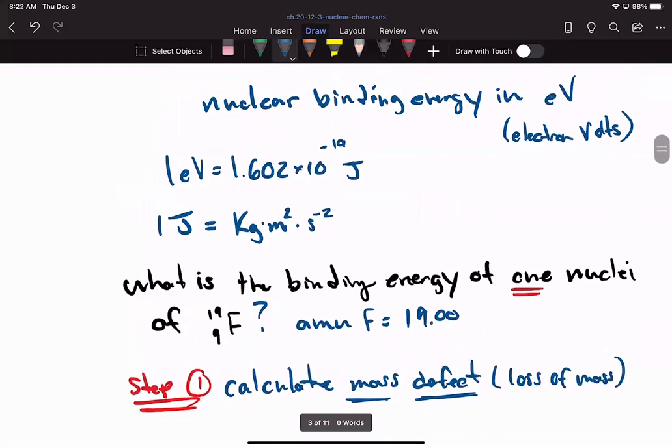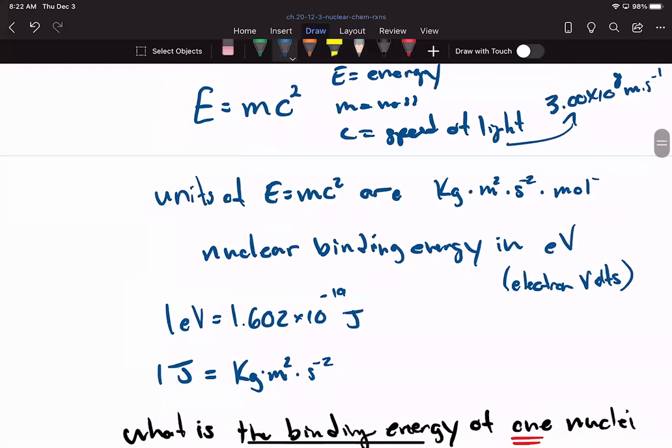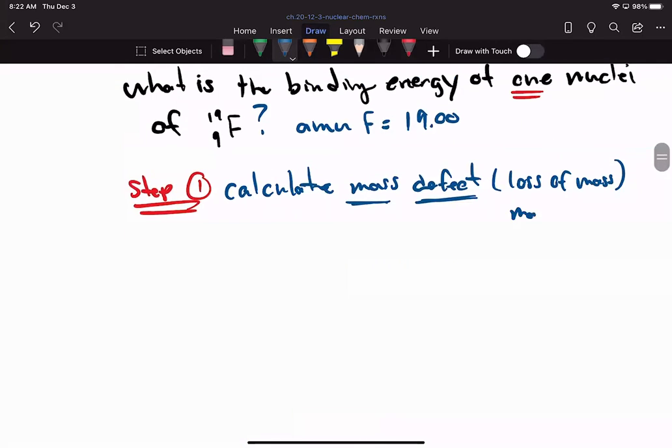Because if we look at this formula here, we're converting mass into energy, which means we're going to have some loss of mass, and we have to be able to calculate that loss of mass as we're converting mass into energy, right? Energy used to hold this particular nucleus together. So in order to calculate that, I'm going to give you some values here that you're going to need.